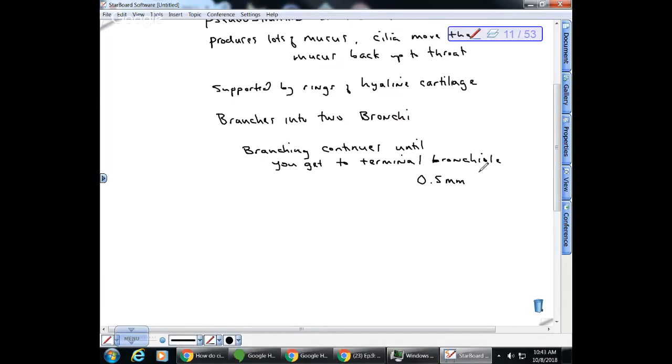And then at the end of these terminal bronchioles, we're going to have the alveoli. So it would look something like this. We have the bronchi. We branch into smaller and smaller vessels until at the very end, we get to the alveoli. So that is my alveoli, or actually the singular would be alveolus. Put another one on here.